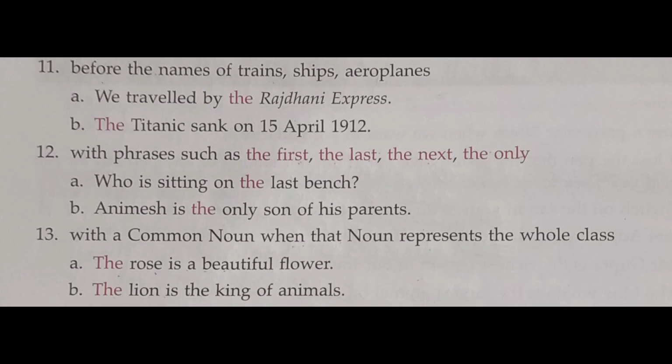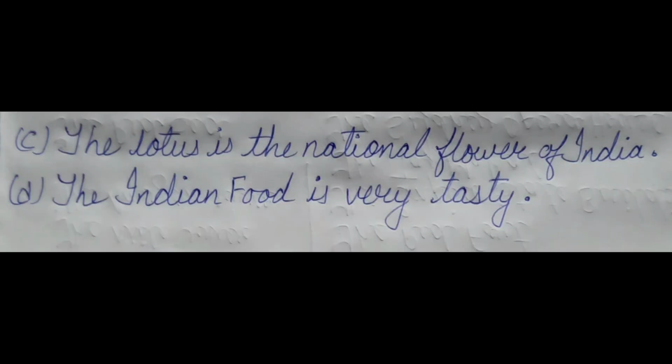Number 13. Article the is used with a common noun when the noun represents the whole class. For example, when we say the rose is a beautiful flower, here rose stands for all the species and class of rose found in the world. Similarly, the lion is the king of animals. The lotus is the national flower of India. Next, the Indian food is very tasty, etc.